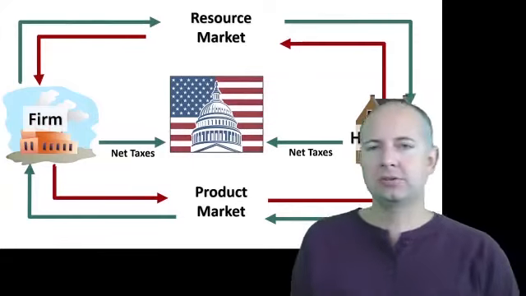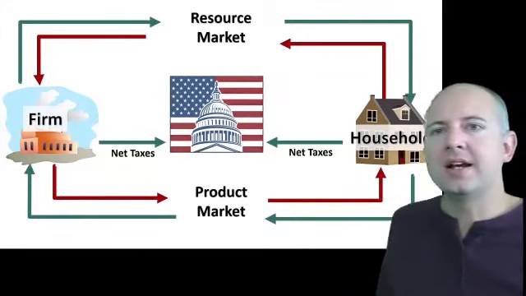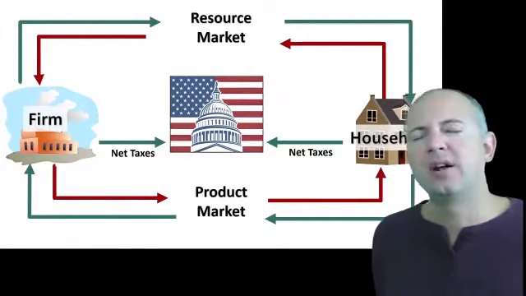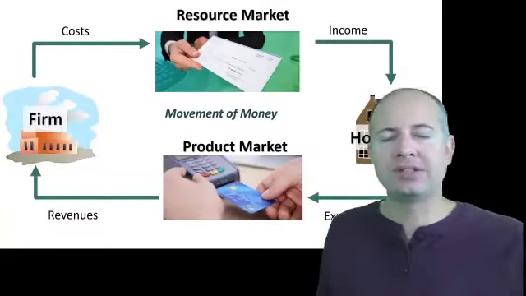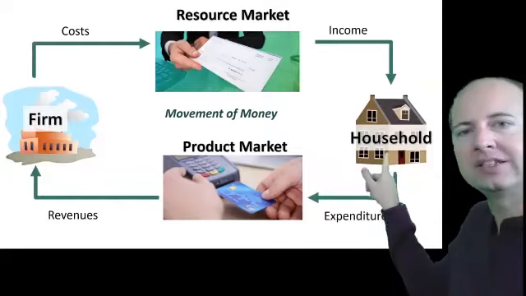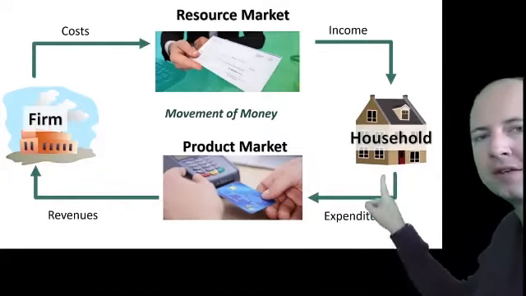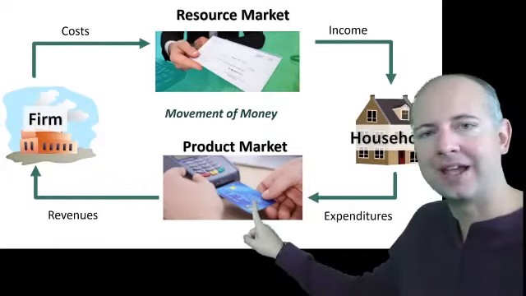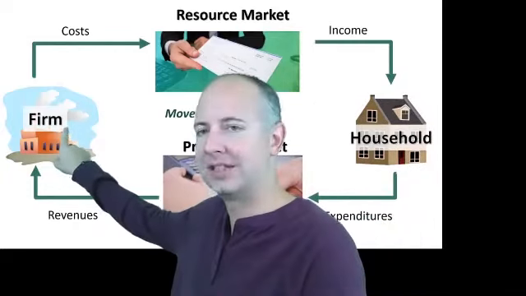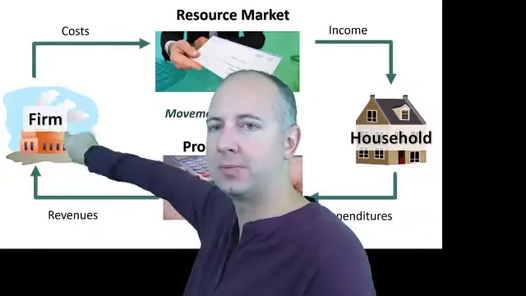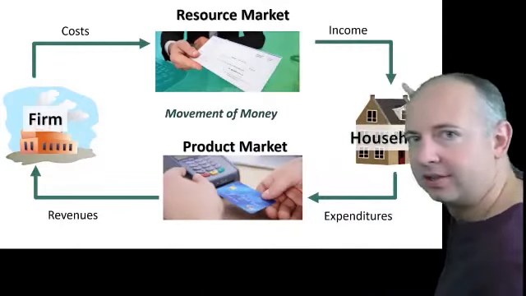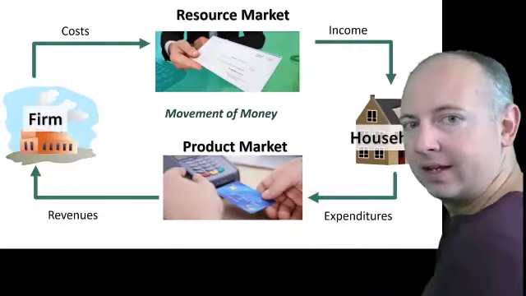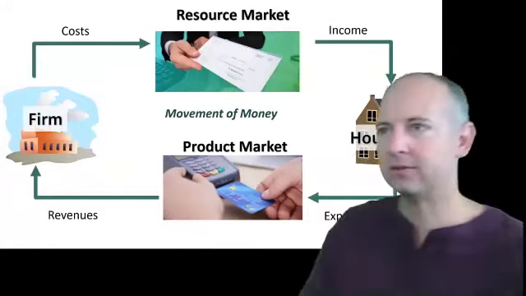And here's what government does. The green here represents the flow of money, because notice in the product market, money is flowing from the household to buy things to the firm, who gets it as revenue. In the resource market, money is flowing from the firm to resources, to hiring you, back to your house because you're in your paycheck.